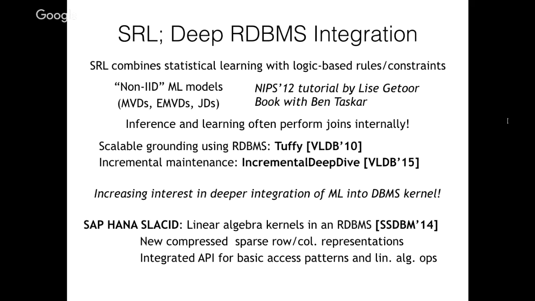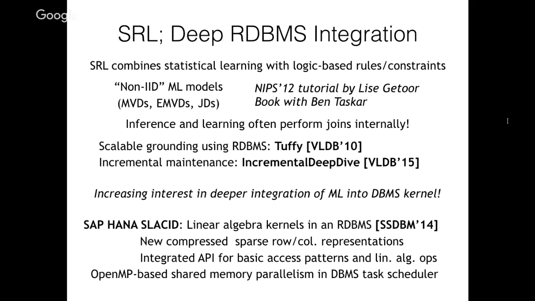I mentioned how many ML algorithms can be expressed as linear algebra operations that can be optimized by the RDBMS kernel itself rather than on top as UDFs or query generators. And finally, they also looked at OpenMP-based shared memory parallelism for modifying the task scheduler itself of the DBMS kernel to exploit the access patterns and the parallelism available in these machine learning workloads.